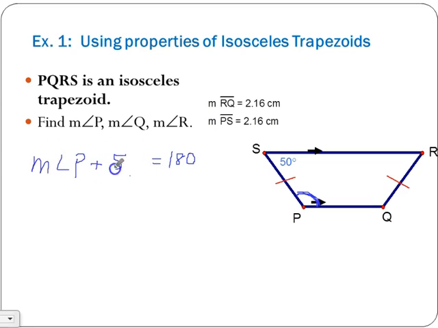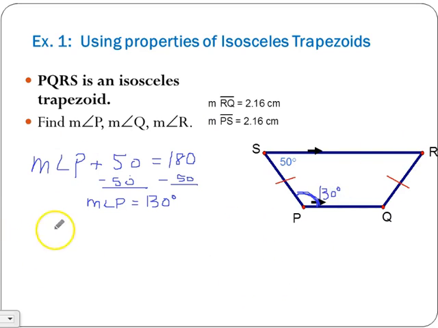substitute that in. That makes it easy for us to solve for the measurement of angle P, because we would just subtract 50 from both sides, and that would give us the measurement of angle P has to be 180 minus 50, which is 130 degrees. Now the rest should be really easy to find, right?